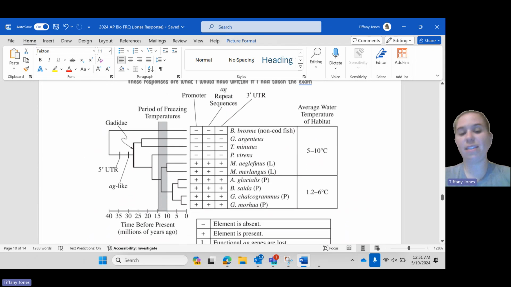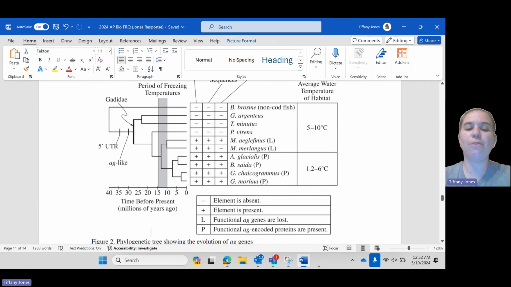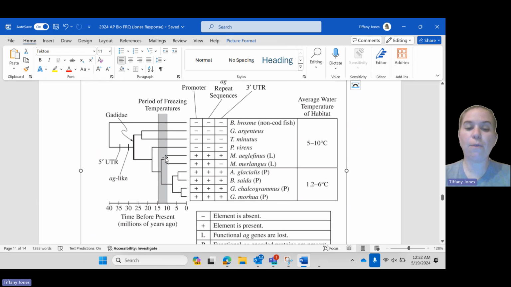They then gave us a phylogenetic tree, and yes, I was wrong. I didn't think they were going to do a phylogenetic tree 2 years in a row on the same question, but here they did. They then asked us to explain how change in the genome enabled the cause to survive and reproduce after a period of freezing temperatures. And so right here is where we see that freezing temperature. You can see that before that freezing temperature, there weren't any of those AG repeat sequences. And afterward, we see that they're around.